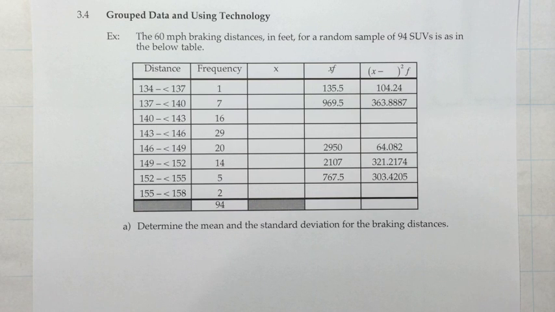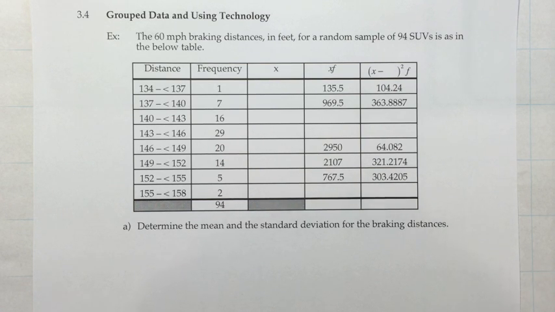Section 3.4, Group Data and Using Technology. In the previous section, I showed you how to find the mean and standard deviation for raw data, so just individual data values listed rather than grouped in a table. And now I want to show you how that is different when we do have group data. So let's jump in and look at an example, and I'll show you the differences as we move through it.